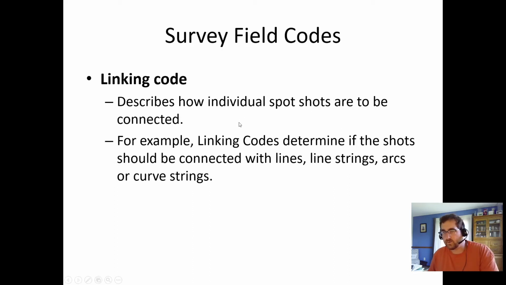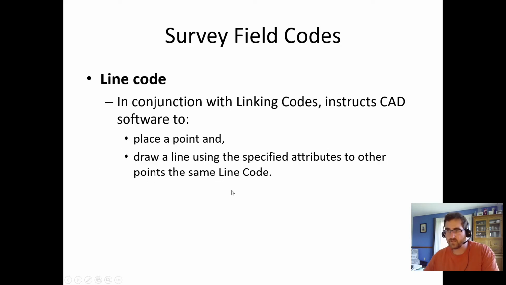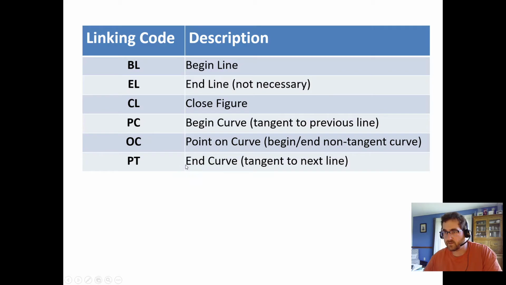A linking code tells the individual shots how to be connected. Those codes are going to determine how those shots should be connected, whether it should be with lines or strings, arcs, curves, everything else. The line code goes along with the linking code so that it connects those dots or puts the lines in between. It begins, ends, creates or starts the curve and everything else along with that.